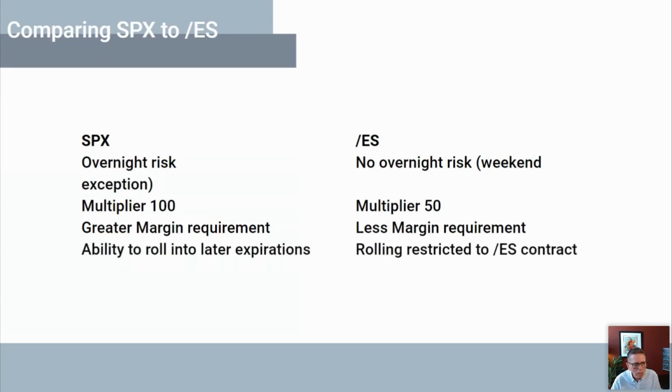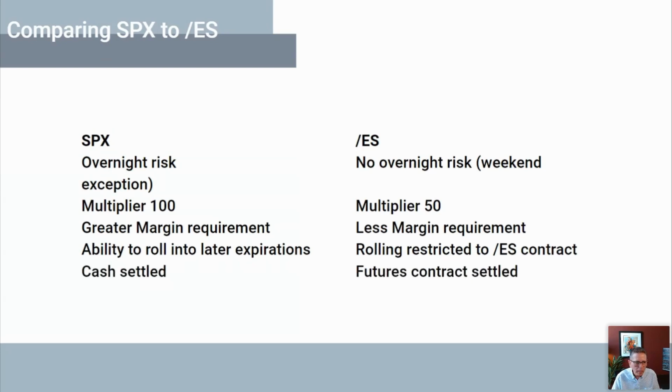So ability to roll into later expirations for SPX, that works. For ES, it does not work. It does work if you're using the same contract. So you can roll up or roll down the trade if it's in the same contract, but if you want to roll it to the next contract, then you cannot do that with a roll. You have to close the trade and open up the new one.